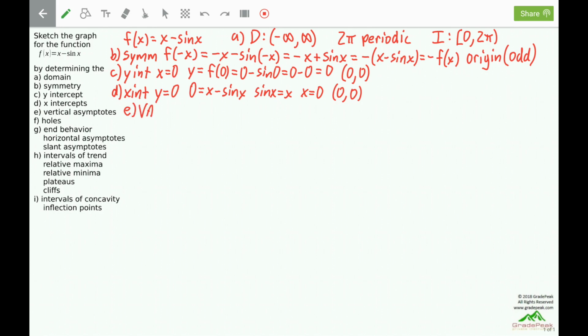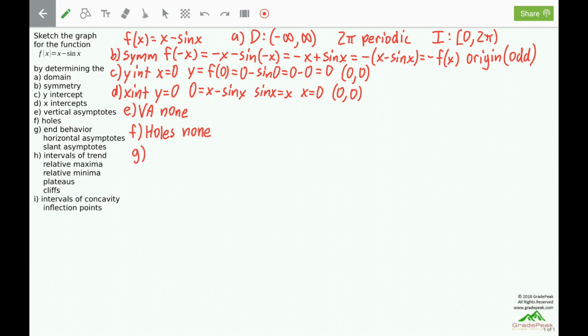For part E, we want to determine any vertical asymptotes. F of x is a polynomial term and a trig function with no denominator. Therefore, there will be none. For part F, we want to determine if there are any holes in the graph. F of x has no denominator, so there will be none.